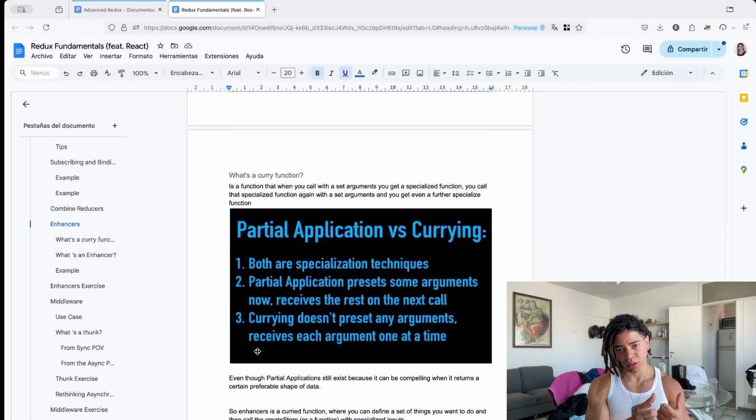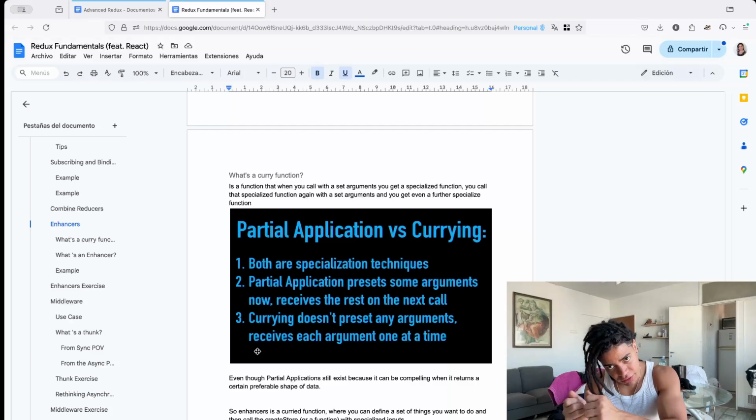The subtle difference between compose and partial application or currying is that you're going to pass some arguments to those. Unlike compose, where you don't actually pass any arguments, you just let those functions run, and they give you what you need.